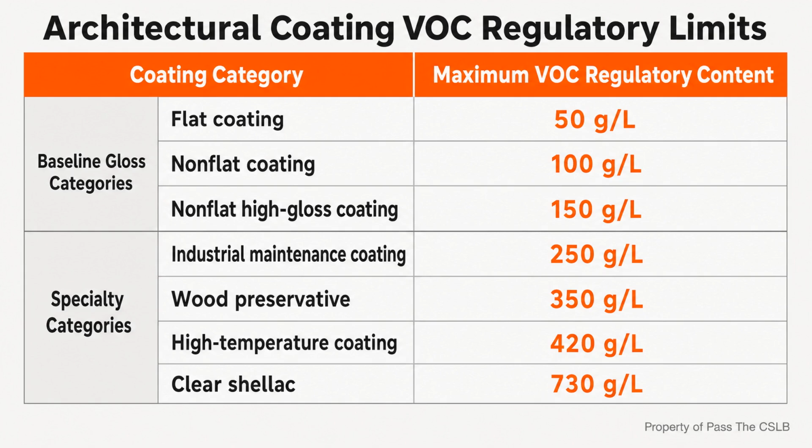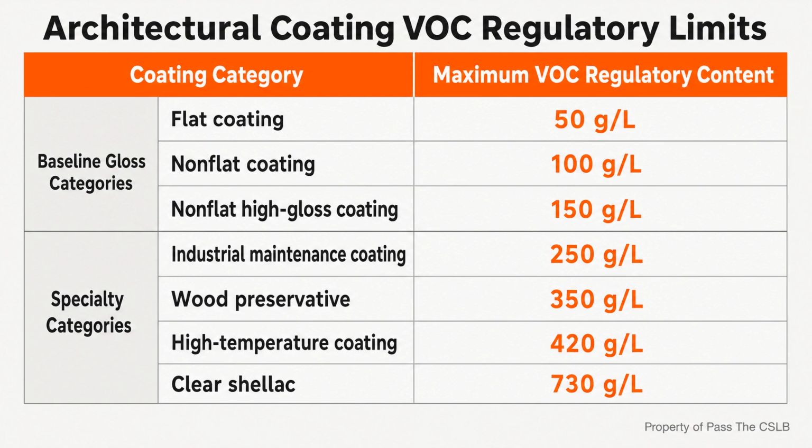The chart also shows why a contractor should not force every coating into the flat or non-flat row. Specialty coatings have their own categories and limits. The supported examples here are 250 grams per liter for industrial maintenance coating, 350 for wood preservative, 420 for high temperature coating, and 730 for clear shellac. Those larger numbers do not mean that a crew may simply call a product specialty coating. The product must actually fit the applicable category.